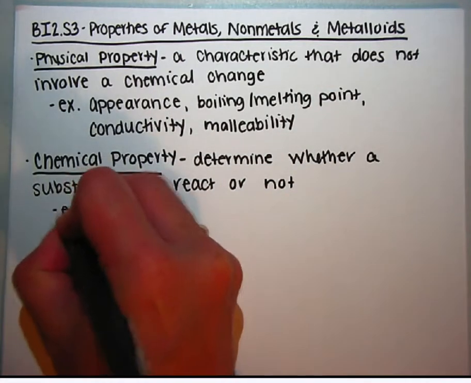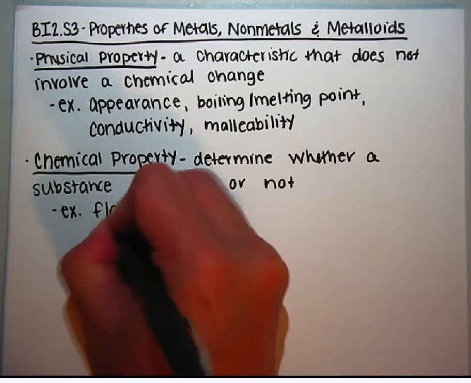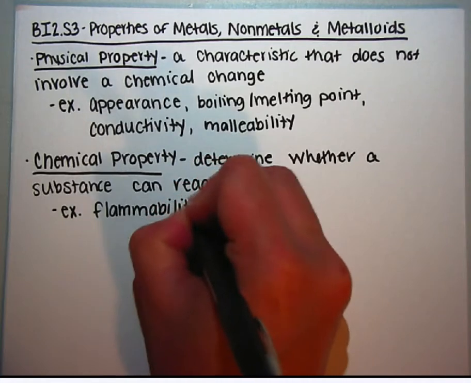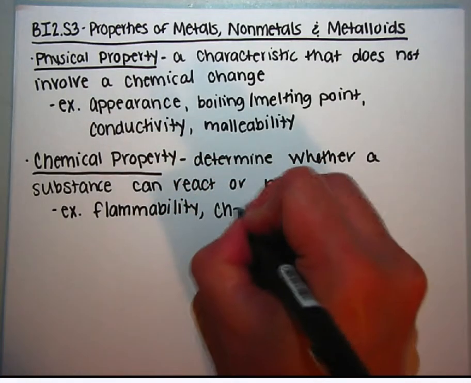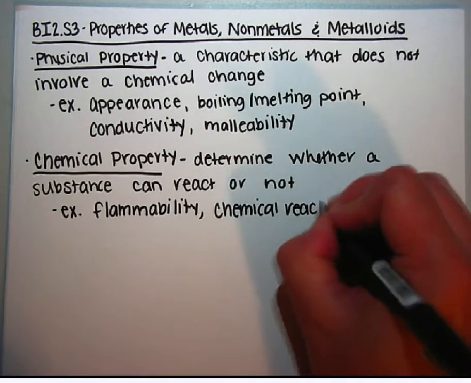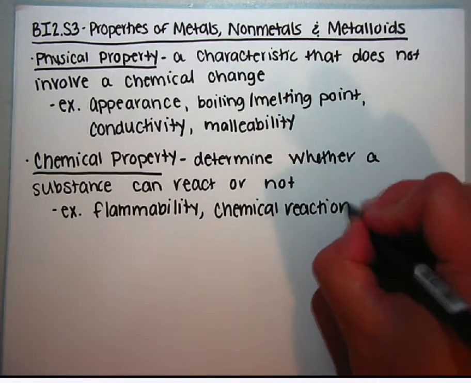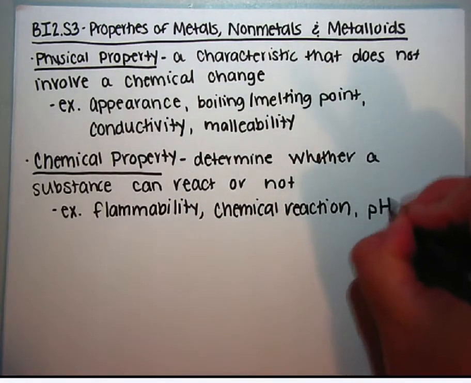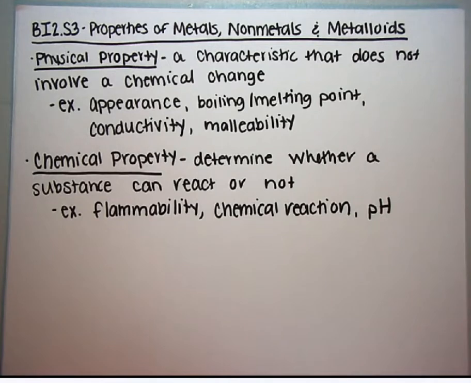Things that would be considered chemical properties would be like flammability. Is it flammable? Does it produce a chemical reaction? So if we put the substance in a certain chemical, like an acid, is it going to produce a reaction? Changes in pH, all of those would be considered chemical. So what we're going to do today is talk about the physical and chemical properties of metals, nonmetals, and metalloids.